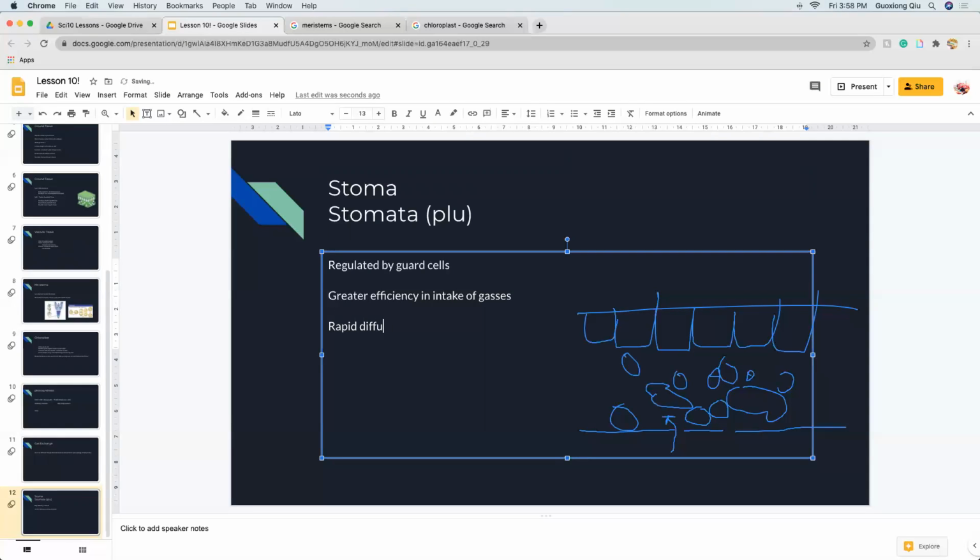It performs the rapid diffusion of CO2 into the palisade tissue cells. So after the CO2 comes into your spongy mesophyll empty space, it goes into the palisade tissue cells for photosynthesis. Now the guard cells on the stoma can close and open. So they can close the stoma and open up the stoma to allow for the diffusion, or stop the diffusion.